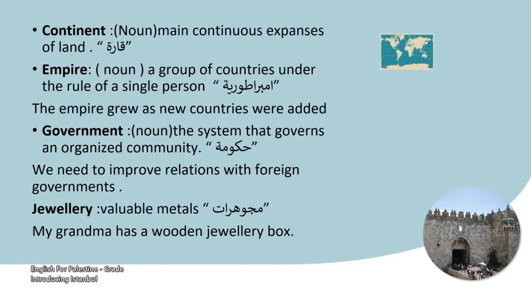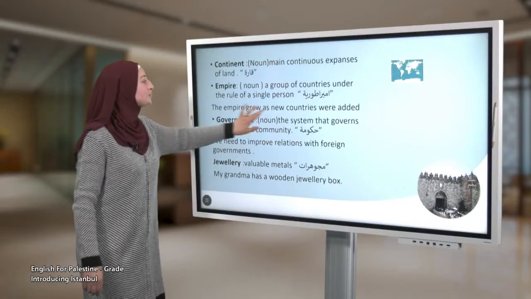Number three, government, and it is a noun. The system that governs an organized community. I have an example. We need to improve relations with foreign governments. Number four, jewelry, it's a noun. Valuable metals. For example, my grandma has a wooden jewelry box.